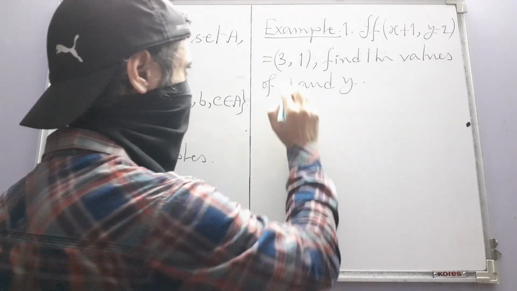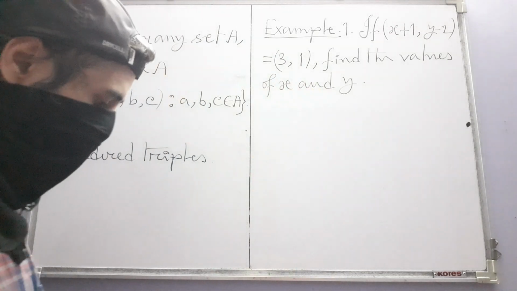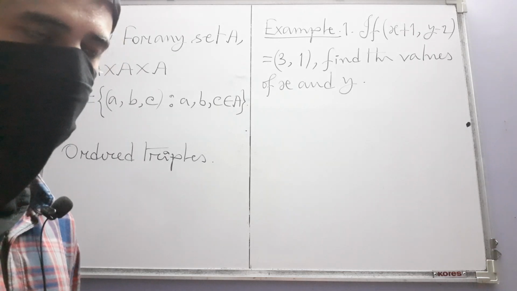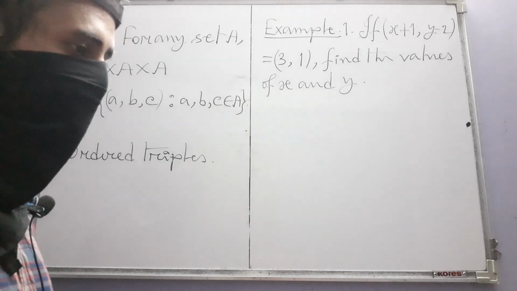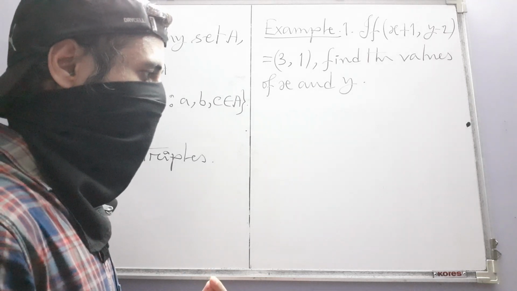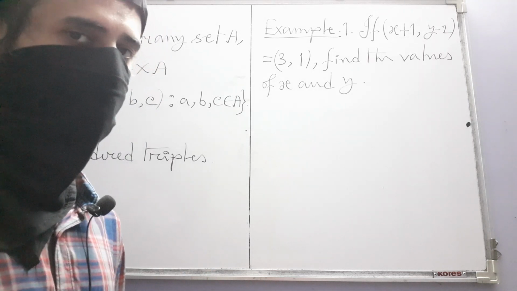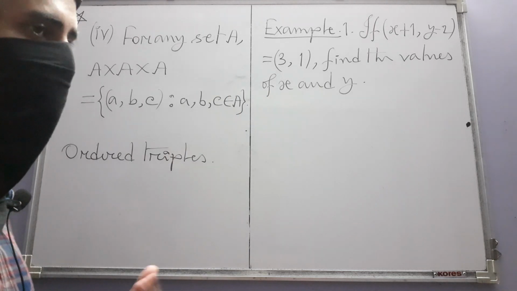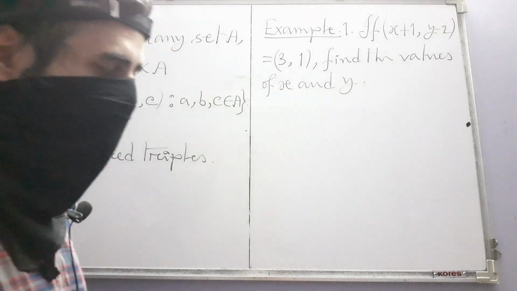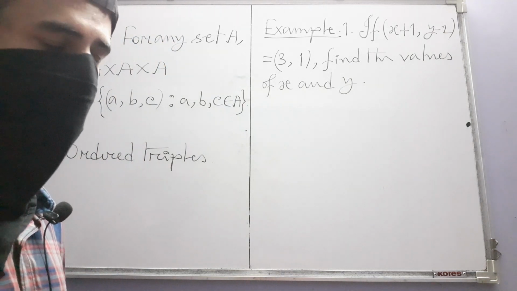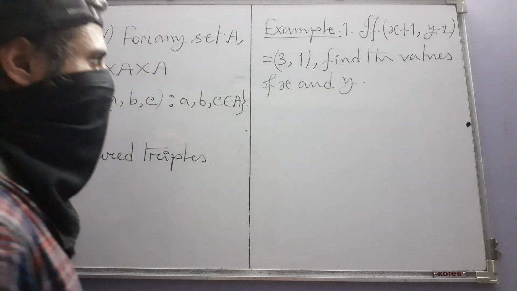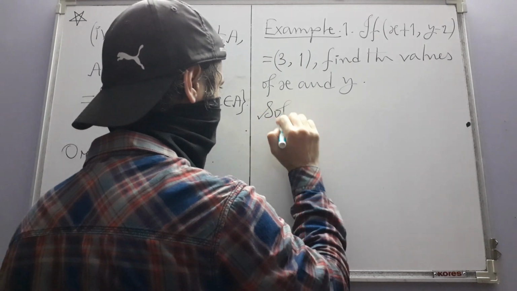Oh, by the way, when you see an ordered pair like this, that 3 is also sometimes called the first coordinate and 1 the second coordinate, although this term coordinate is really something that comes from geometry. That's why in general we say first component and second component, but if that sounds nicer to you, then you can also say 3 is the first coordinate and 1 is the second coordinate. But anyway, let's now find x and y.